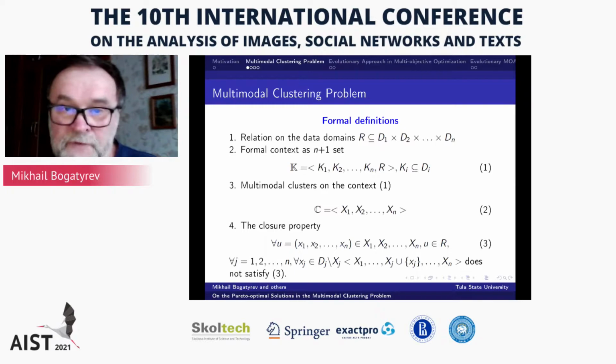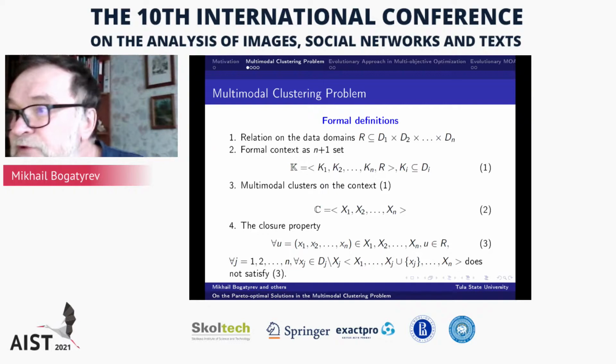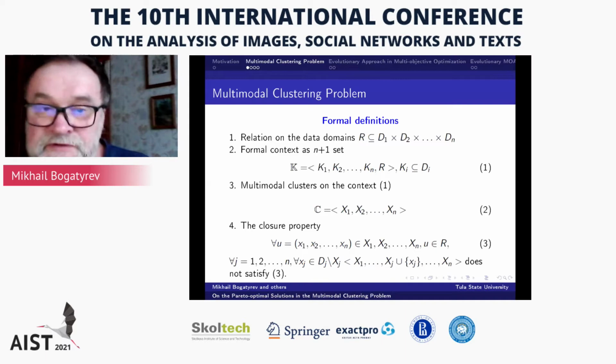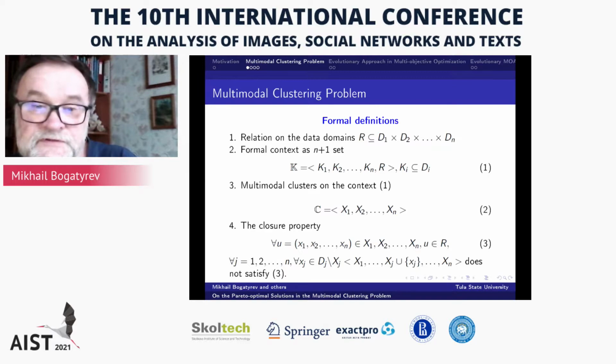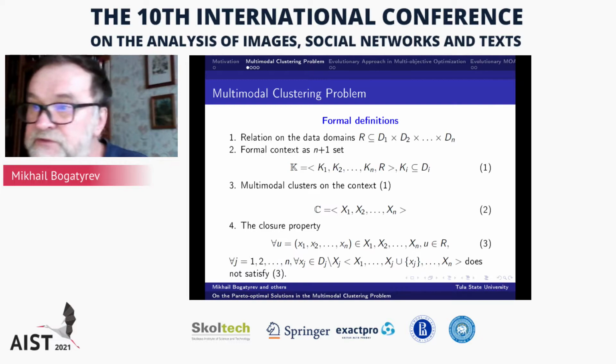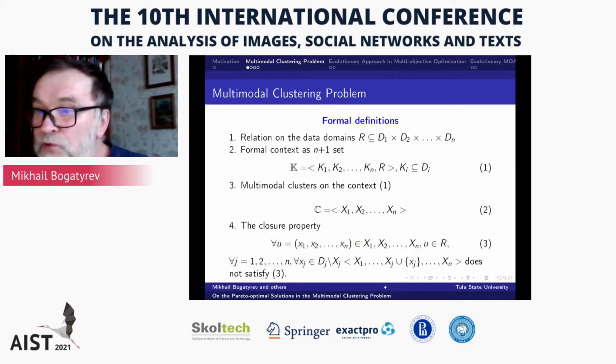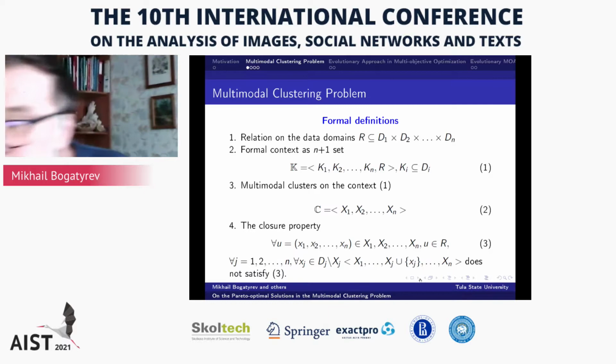Multimodal clustering problem can be formulated on so-called formal contexts. A formal context is an n-dimensional tensor together with a certain relation which often is binary. And a multimodal cluster on the context is an n-dimensional subset with the following properties of closure. They mean the self-sufficiency of a cluster: a cluster cannot be enlarged without violating property number 3.